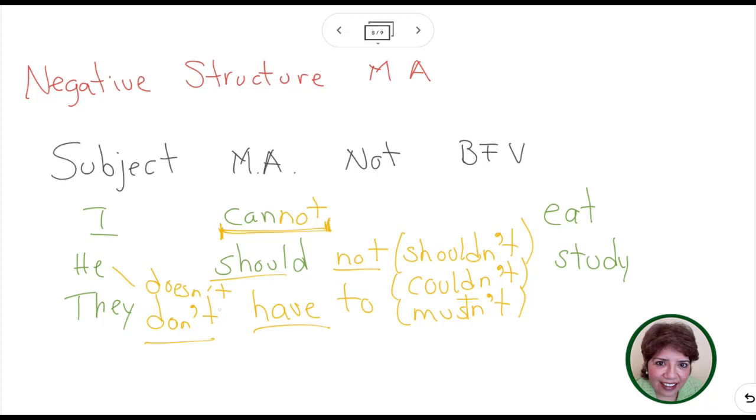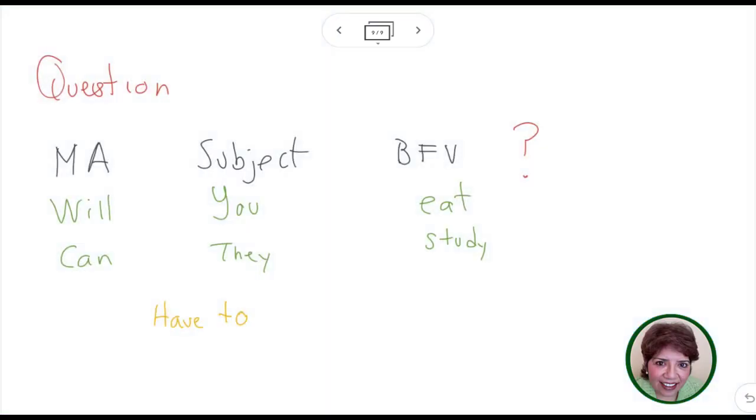El que me va a marcar si es tercera persona o si es presente o si es pasado va a ser mi auxiliar. Gracias, auxiliar do. He didn't have to study. Okay? And let's see the last part of this video, that is the question.